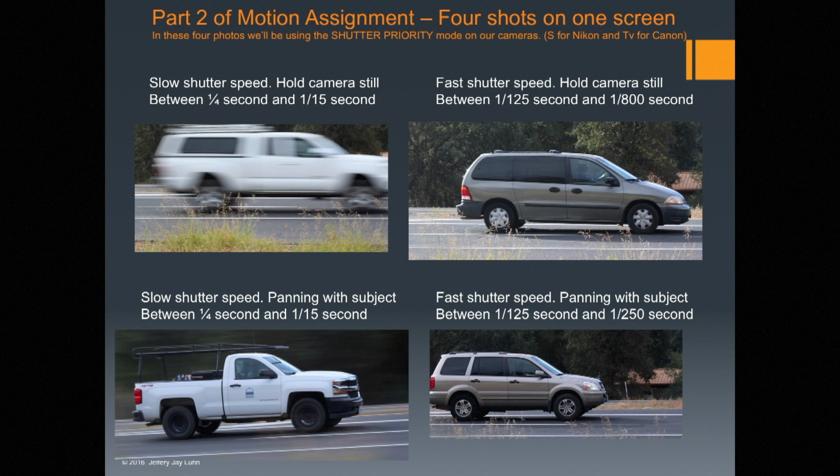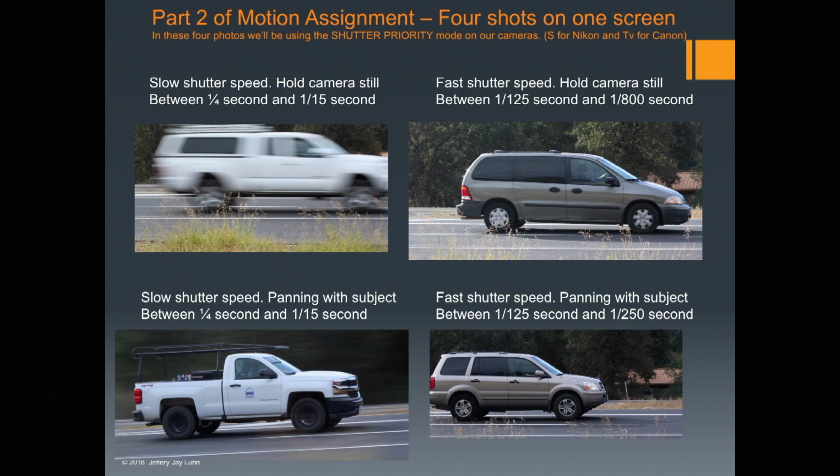So what we're going to do in the upper left is hold the camera still as a moving subject passes. We do not follow the subject with our camera. With the slow shutter speed, holding the camera still, the shutter speed is between 1/4 and 1/15 of a second. It's going to show a very still foreground and background with a motion subject. Then we're going to do a fast shutter speed, also holding the camera still, between 1/125th and 1/800th of a second. This pretty much is similar to part 1 of this assignment.